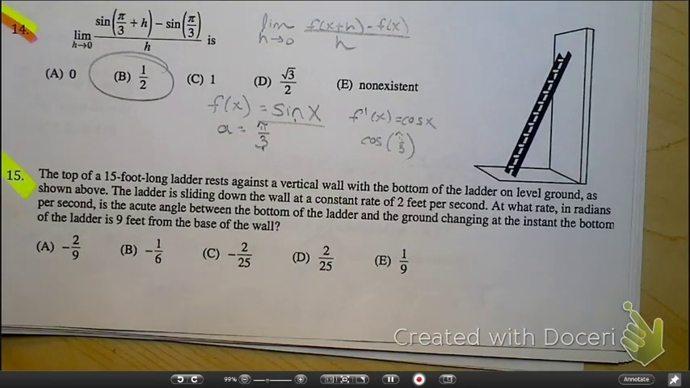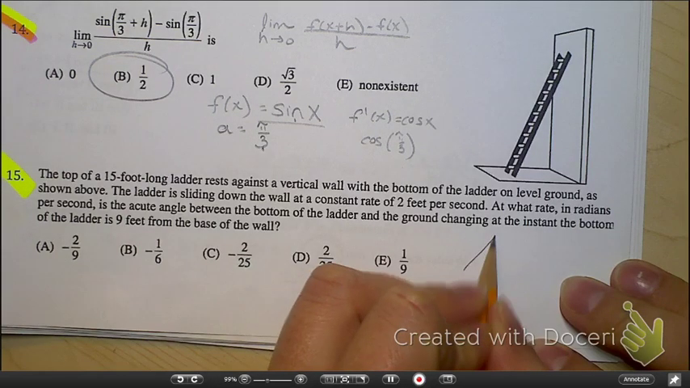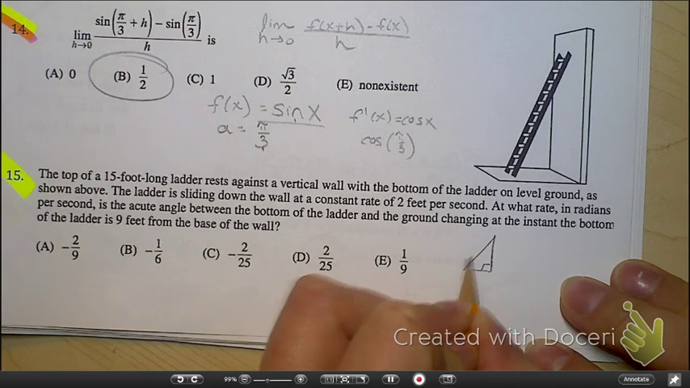So I'll go through the problem, and then if you guys have questions, please feel free to stop me, and then we'll talk about it together. So for number 15, it says the top of a 15-foot ladder rests against a vertical wall. I'm just going to draw a picture of what this might look like. I'm going to label these sides A, B, and C.